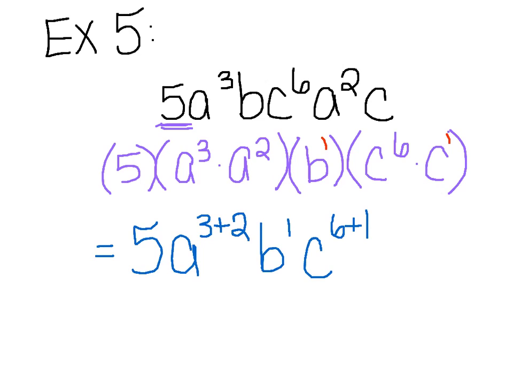So all I did was I regrouped. I put my numbers together that don't have any variables, my A's together, my B's together, my C's together. And simplifying that answer, we have 5, A to the 5th, B, or you can put B to the 1st, either answer is okay, and C to the 7th.